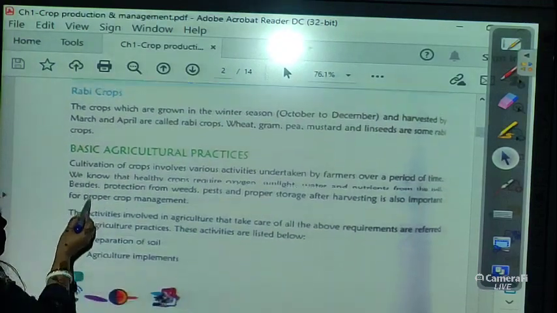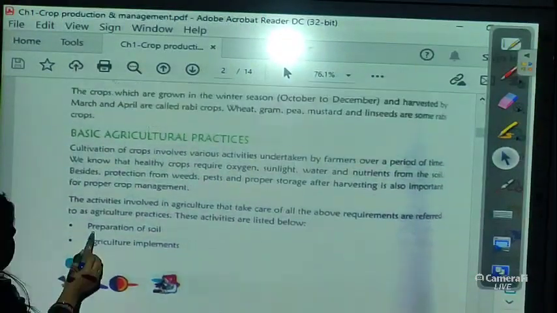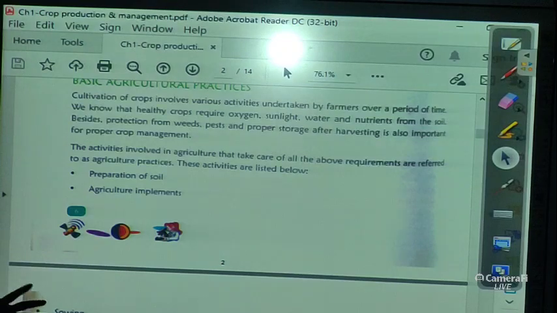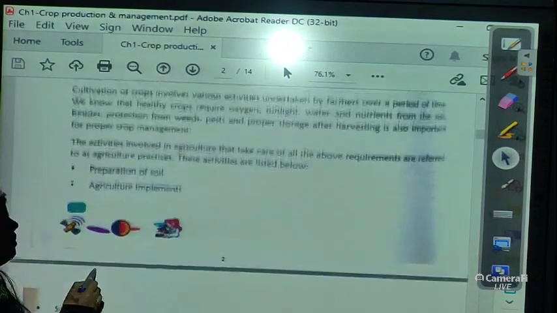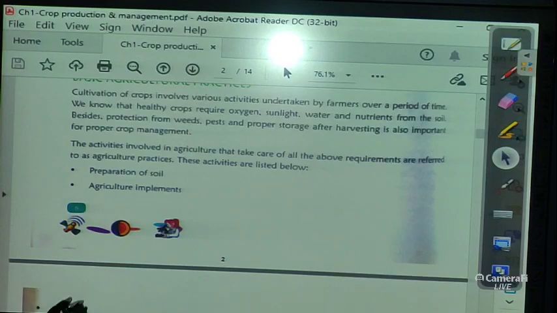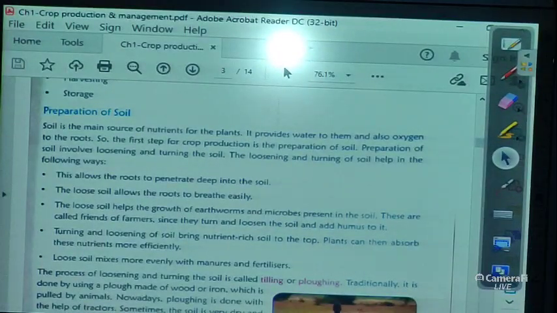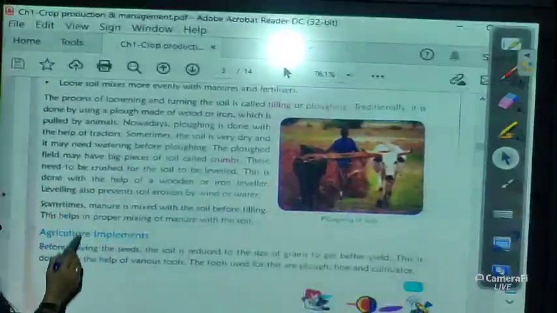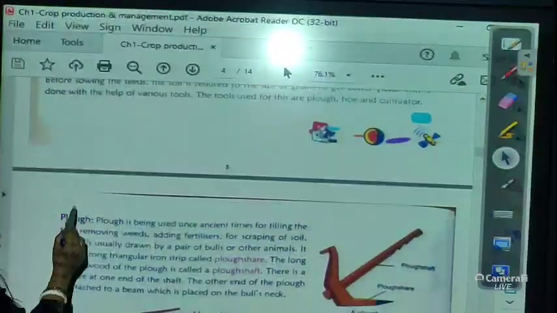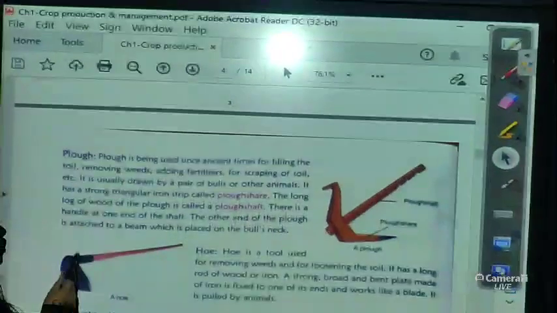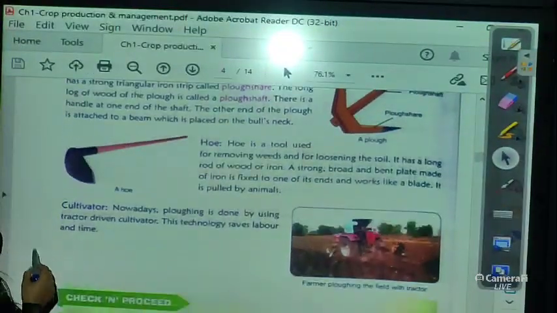Then we learned about basic agricultural practices, where we saw the different methods or activities of agricultural practices. After that we saw the preparation of soil, which is a very important part of agriculture. If we do not prepare the soil properly, the crop will not grow healthy. After that we learned about agricultural implements, the tools used for agriculture, like the plough, hoe and cultivator.